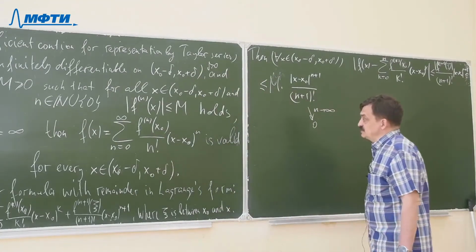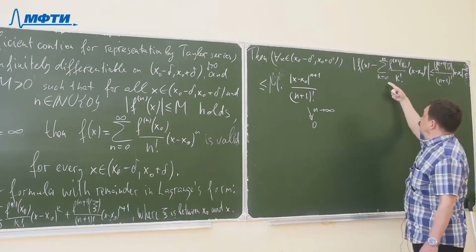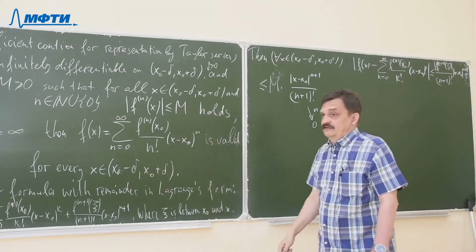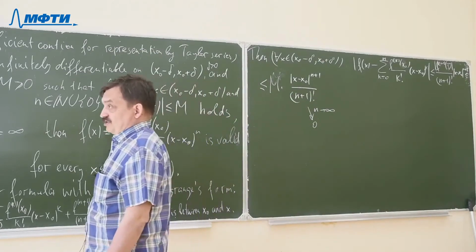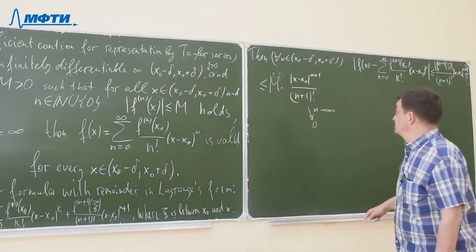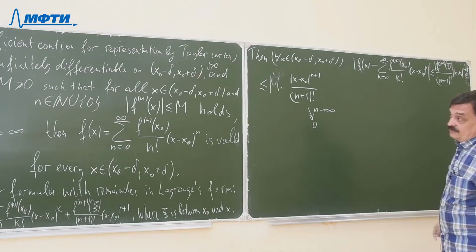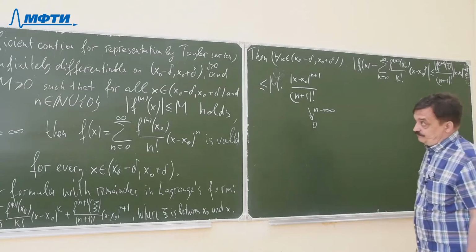So it means, because what is here, the Taylor polynomial, is nothing else but the partial sum of the Taylor series of the function f of x. Hence, the theorem is proved.